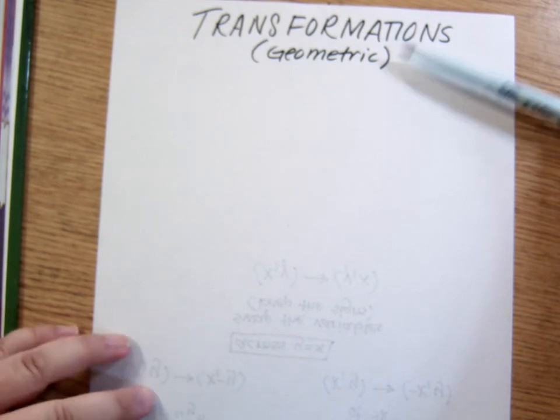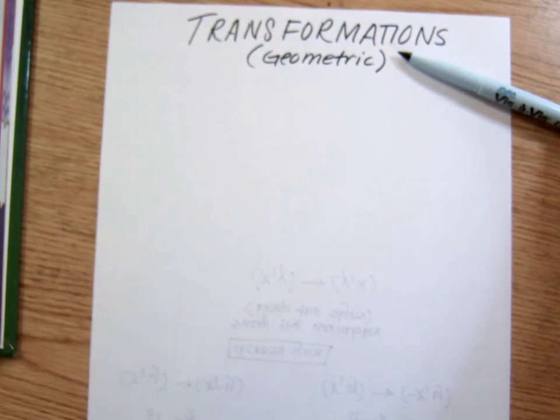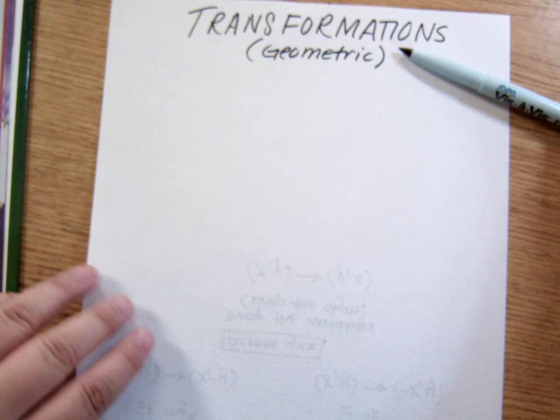So let me go ahead and start with geometric transformations because that's what I was thinking. And then from there, I'll also talk to you briefly about algebraic transformations so we can get a little bit of both. First off, geometric transformations are rotations. Let's give you an example.